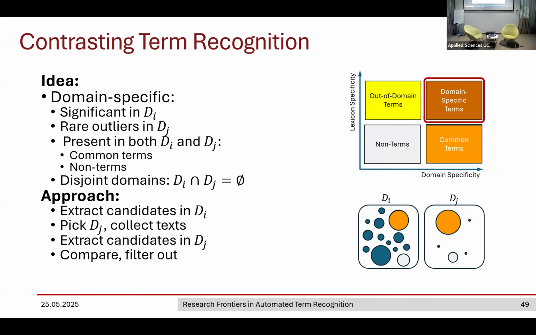If this is true, then you will have a lot of term candidates that are met only in one of those domains. So presumably they are good candidates for domain-specific terms. And if you meet things in both domains, in both data corpora, then it could be regarded as common terms, if those are terms.